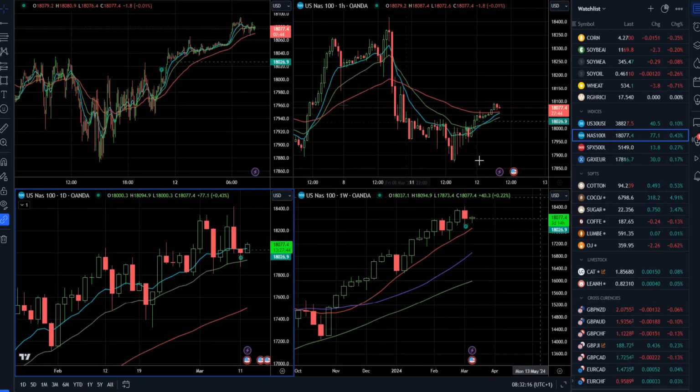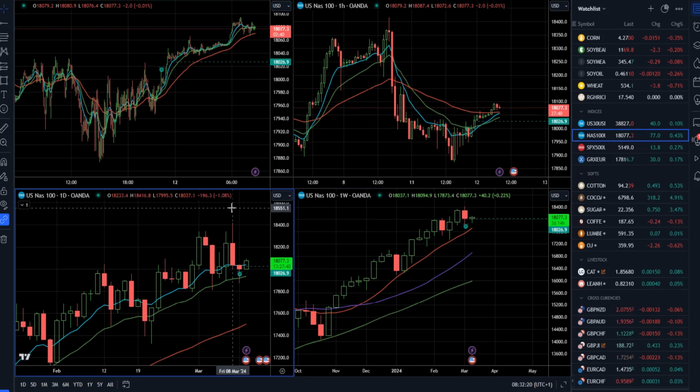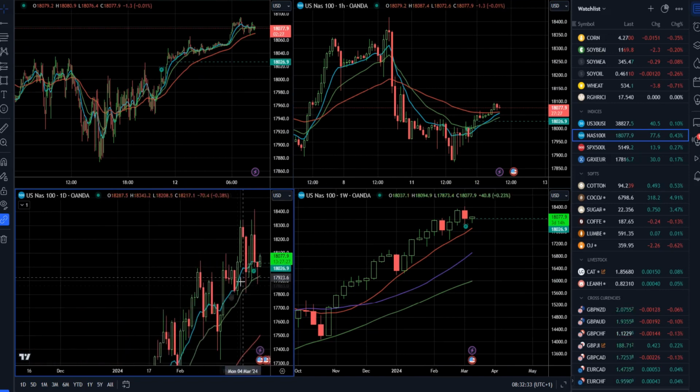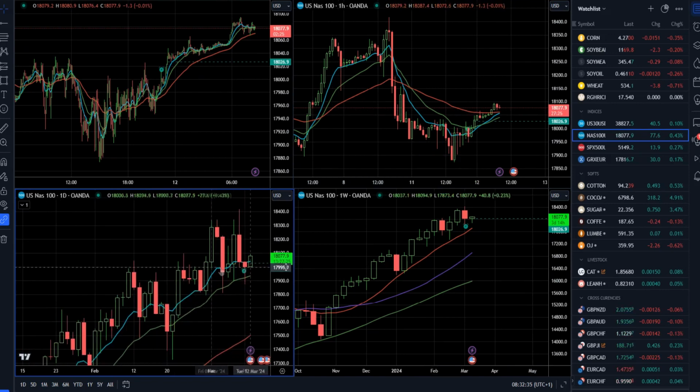Now we have NASDAQ 100. We had such a big rejection on Friday. Yesterday was a more narrow day. We reacted to the 20-day moving average, but so far I still see potential for the downside movement. The market is pretty expanded and extended.